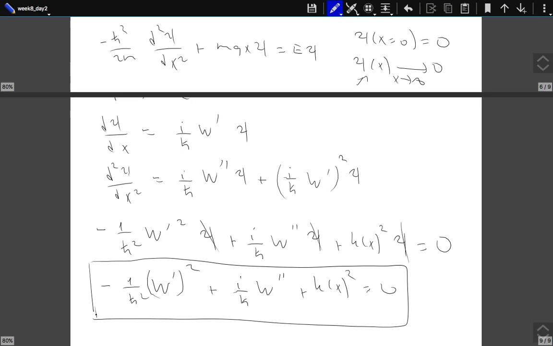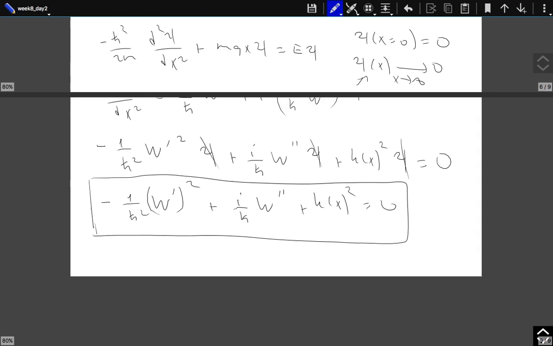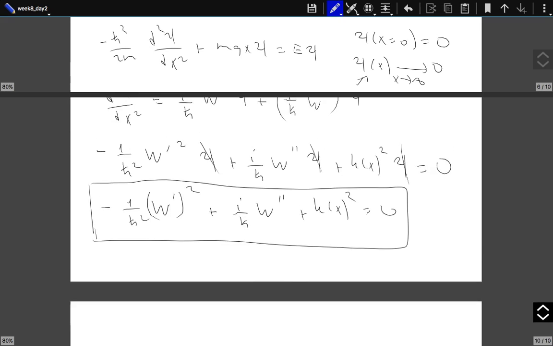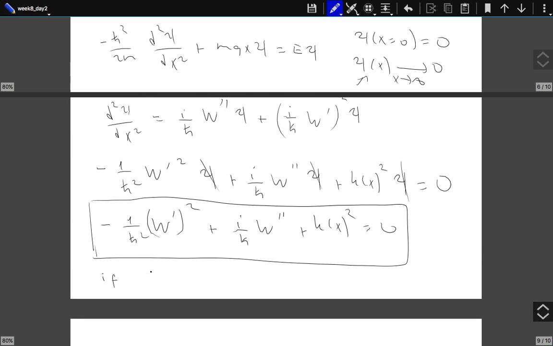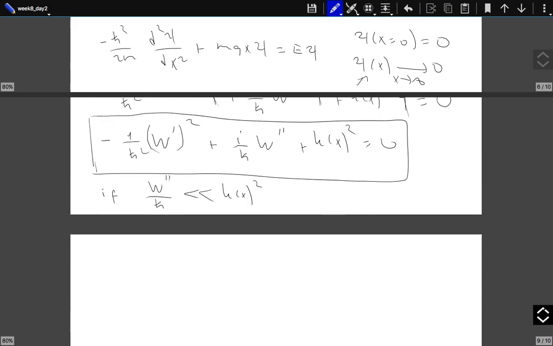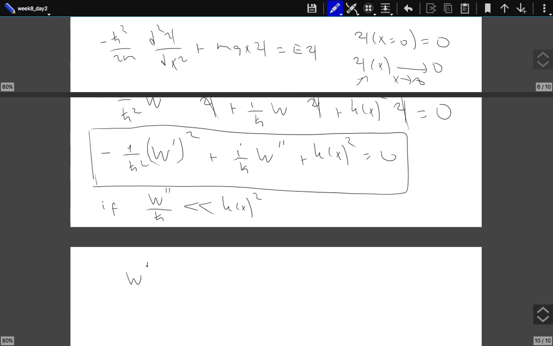Now here I didn't make any approximation yet. Now what I will do is I will just ignore the second term, if omega double prime over h bar is much, much less than k of x squared. Well, I can just put, I see that omega prime will be equal to h bar squared kx squared under the square root.